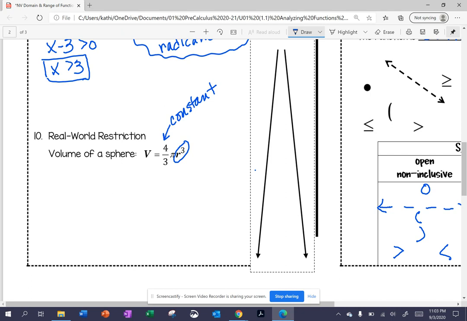But in the real world, if I'm talking about a sphere, I cannot have a radius that would be 0 or negative. So I would have to apply a real world restriction to say the radius has to be greater than 0. So even though mathematically I could have a negative r or 0 for r, in the real world I can't. That's the end.